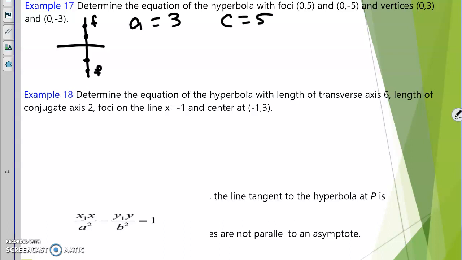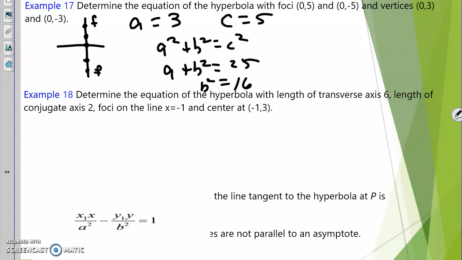and I know that a squared plus b squared equals c squared when it comes to hyperbolas. My center, of course, is at (0, 0), halfway between the foci or the vertices, and if I plug in, I get 9 plus b squared equals 25, so my b squared must be equal to 16. With that, I have enough information to make my equation.